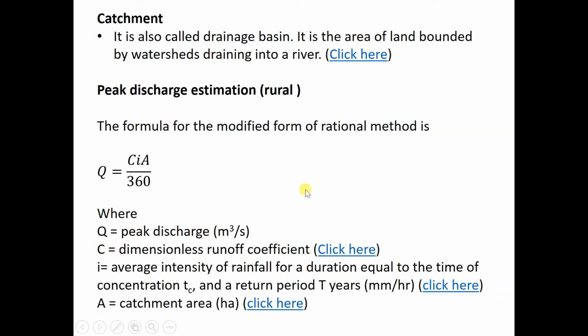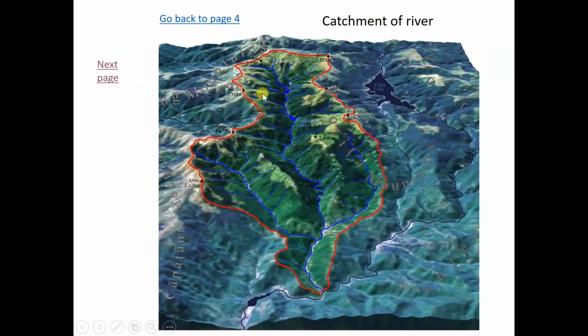Okay, catchment. Catchment is a so-called drainage basin. It's the area of land bound by watersheds draining into a river. I think we have seen this one before.